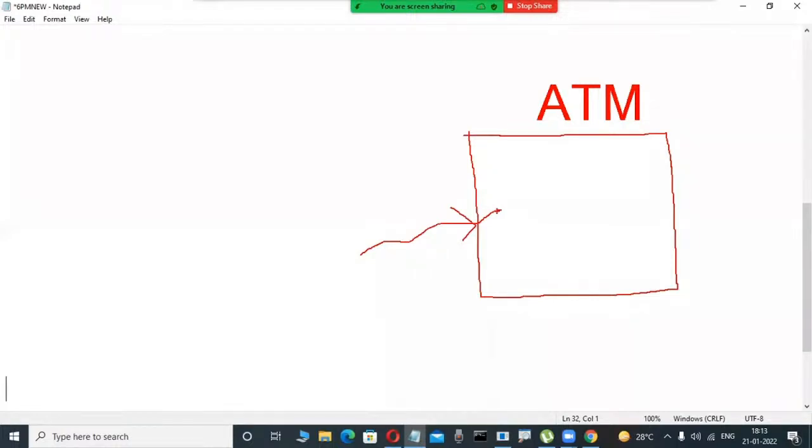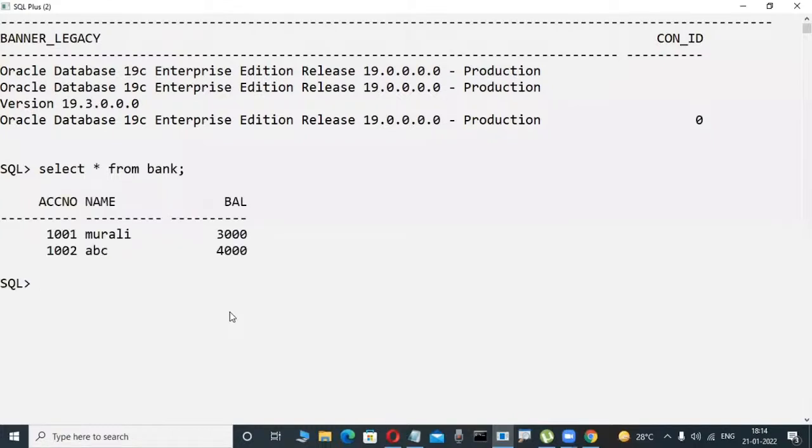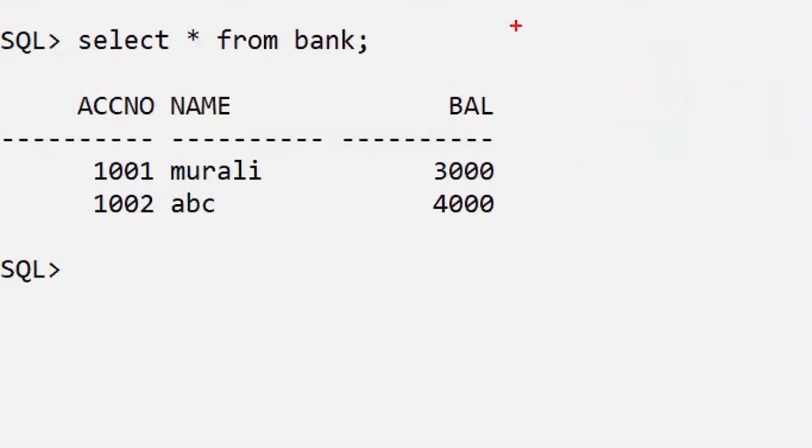Now check it out. Slowly observe the screen here. Suppose in this database, a bank table is there, for example. Concentrate here. Just observe the scenario, it is very easy to understand. This is a bank table. In a table format only, we are storing the data.